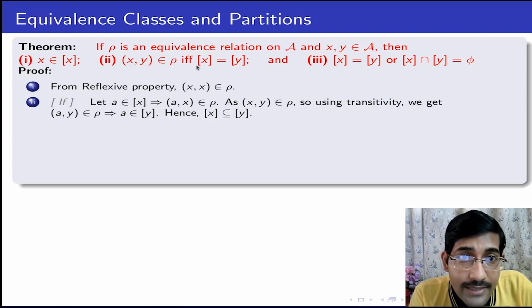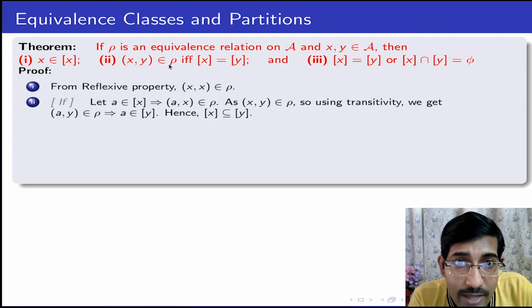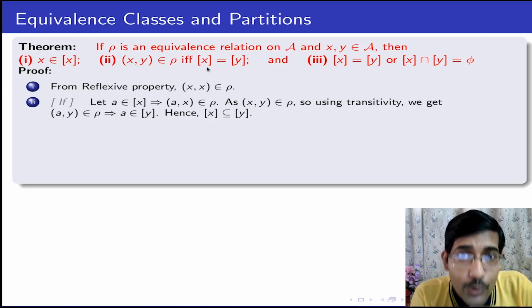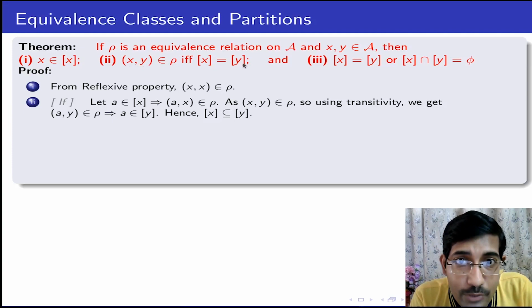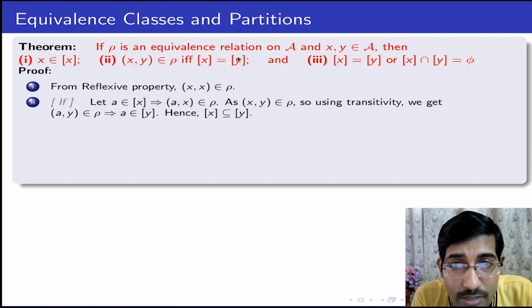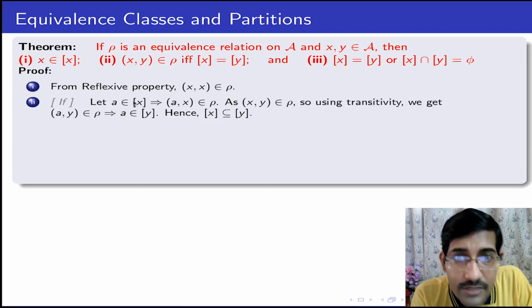Why is that the case? So I am assuming (x, y) belongs to rho. If I assume this, to prove these two classes are equivalent, for any element from this class, I have to show that that element also belongs to the other class, and vice versa. So first I took an element a from this class.